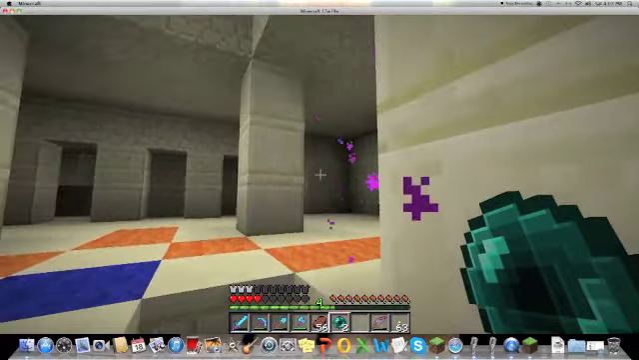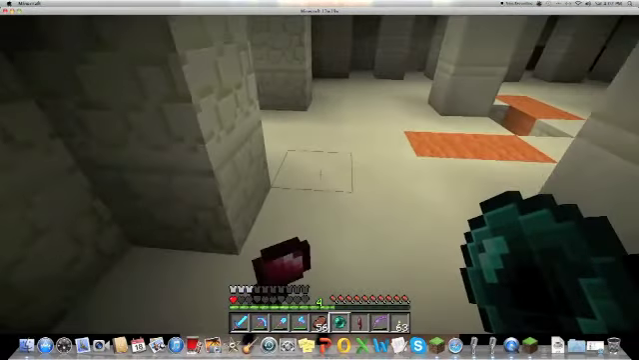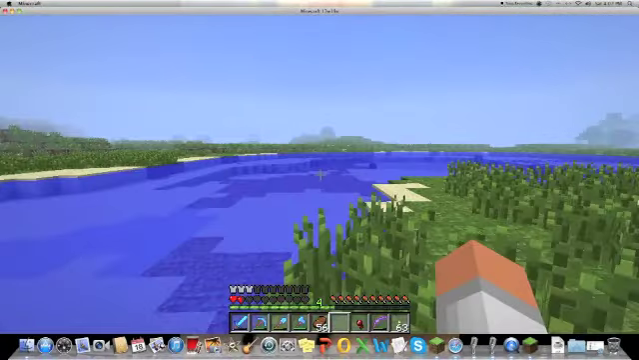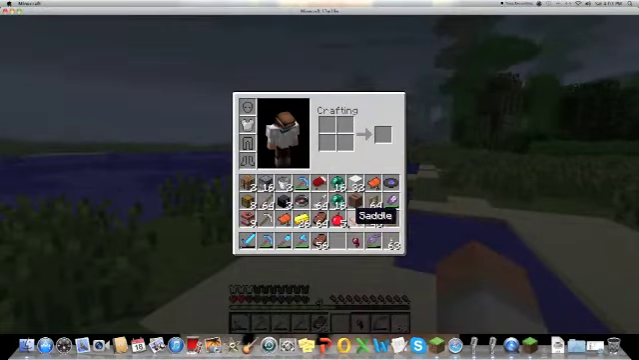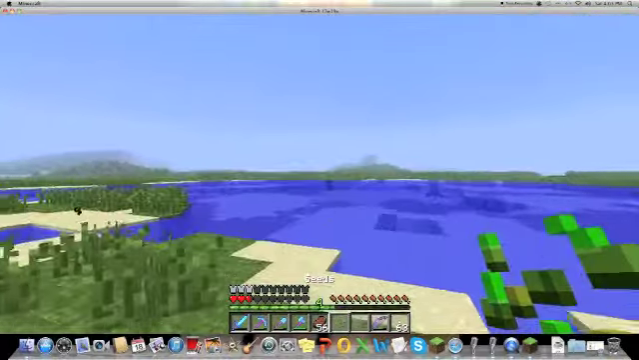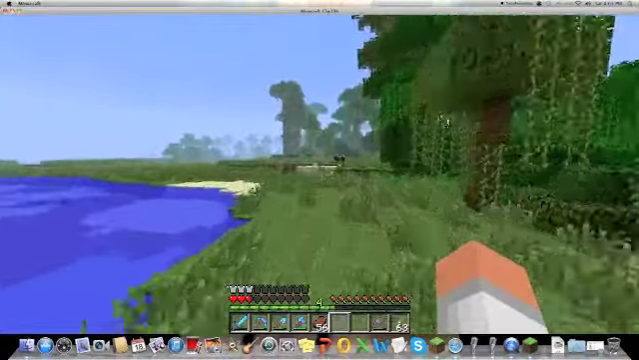Oh, that was not how I wanted it to work out, but oh my goodness. I'm just gonna throw that away, just so there's more room in my inventory. Toss that away. And get out of my inventory.